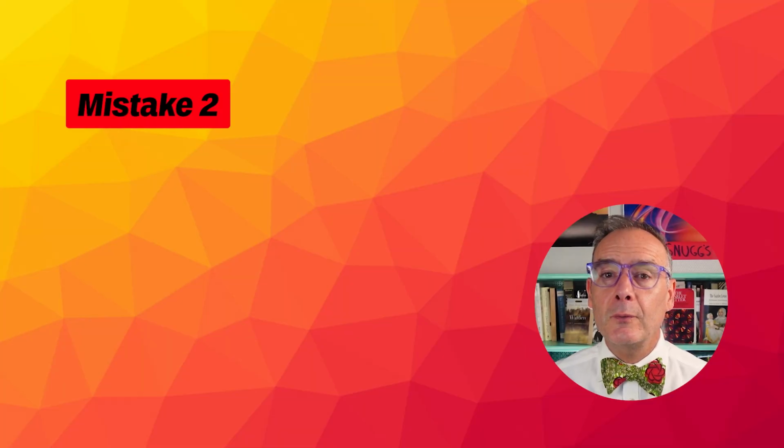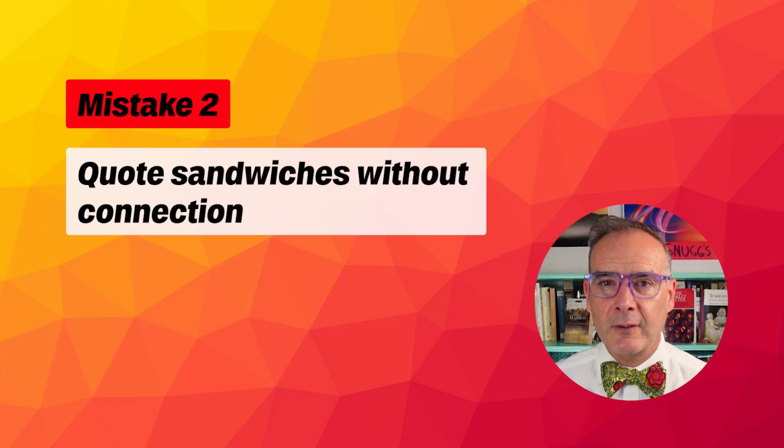evidence. Mistake 2 is quote sandwiches without connection. This is where you just have quote after quote after quote. Always follow evidence with commentary, and always use commentary not only to explain your sources, but to connect them with one another the way you're connecting them in your head as you build your argument.